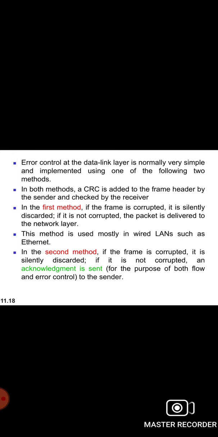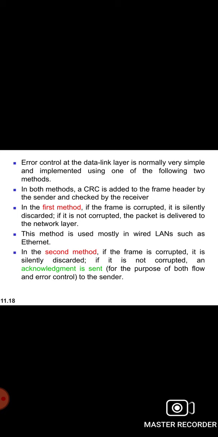So, as I said, error control in the data link layer is based on automatic repeat request, which is a retransmission of data. Error control at the data link layer is normally very simple and implemented using one of two methods. In one method, a CRC is added to the frame header by the sender and checked by the receiver.